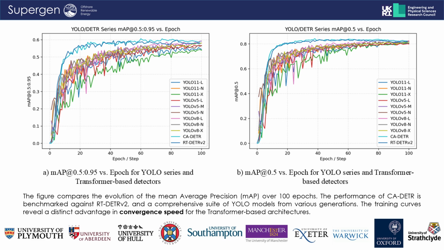overall detection performance. In other words, the model not only learns effectively, but also reaches a better level of accuracy for this application. This suggests that incorporating context-aware attention is beneficial for wind turbine anomaly detection, especially when the visual patterns are complex.